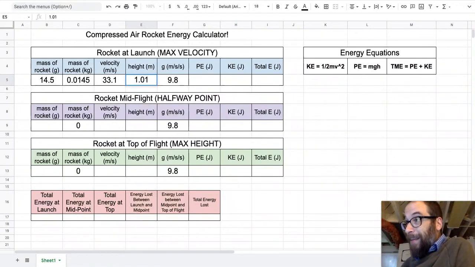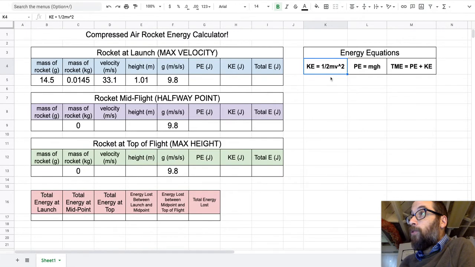Okay, so now you have the data in. Now you've got to tell the spreadsheet what to do with that data. We're going to start here in cell H5. We want cell H5 to be equal to the kinetic energy of our rocket. That means cell H5 has to be equal to 1/2 the mass of the rocket multiplied by the velocity of the rocket squared. So our formula is going to be based on the right half of the equation in cell K4.